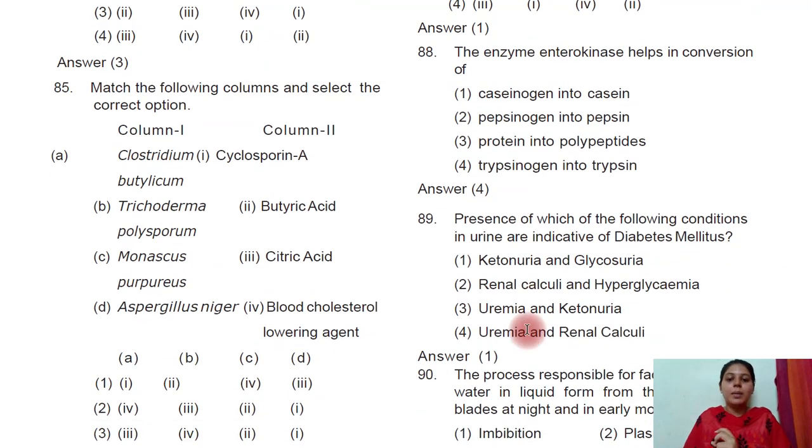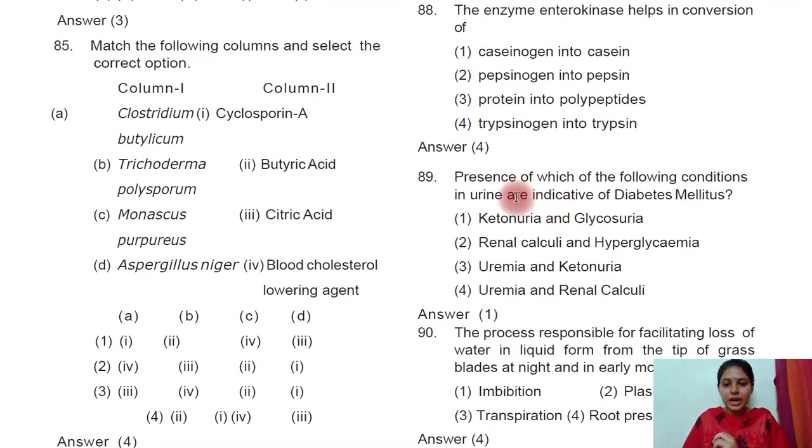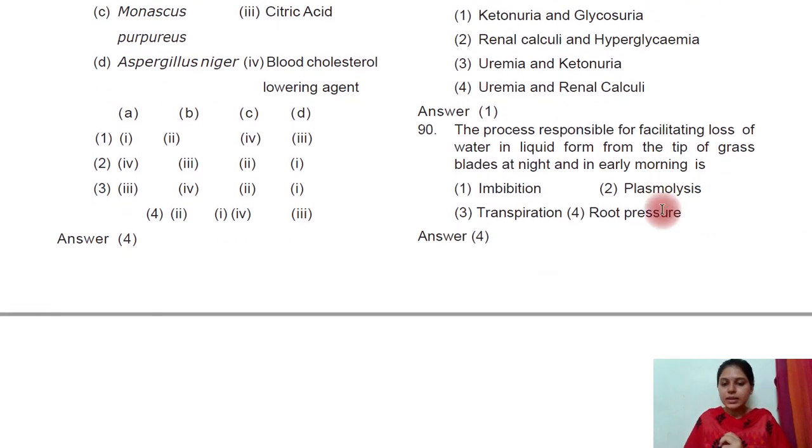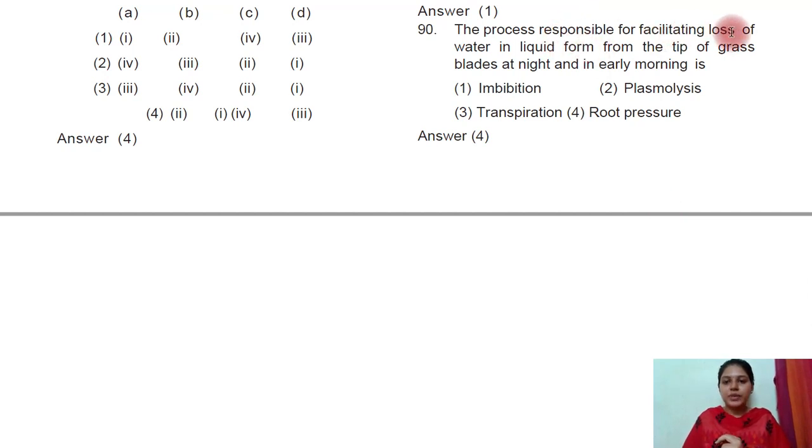Next, presence of which of the following conditions in urine is indicative of diabetes mellitus? So we have ketonuria, a high amount of ketones, and glycosuria, the glucose content, as indicators of diabetes mellitus during the urine test. Next, the process responsible for facilitating loss of water in liquid form from the tip of grass blades at night and in the early morning is what? Root pressure. So root pressure is responsible for facilitating the loss of water in liquid form from the tip of the grass. Hope this paper is clear for you all.